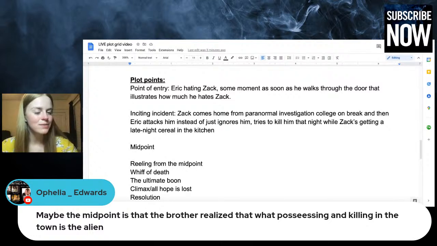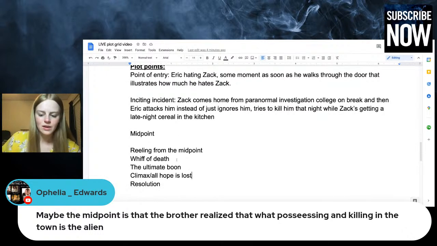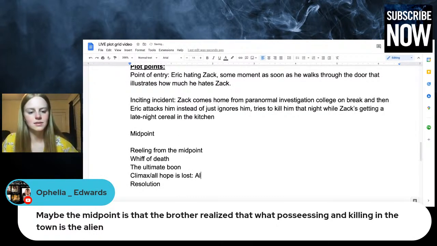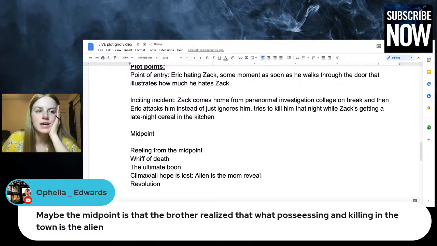I think for now, there are a million different ways we can write this story. I think for now, maybe we hold on to the piece of information that the alien is the mom and we put that in during the climax, because I think that is going to be a crazy, crazy moment in the climax. The mom reveal can also maybe tie into the all-hope-is-lost moment, because they don't want to kill the alien if the alien is their mom.